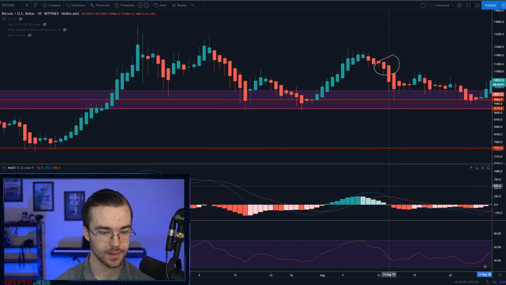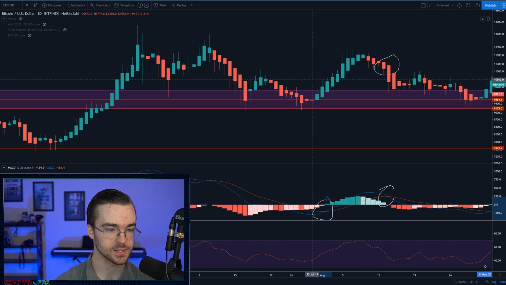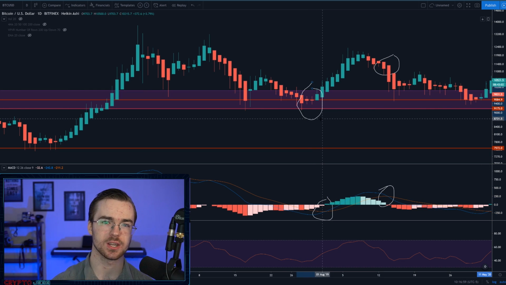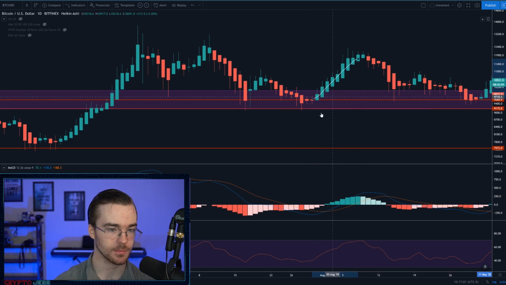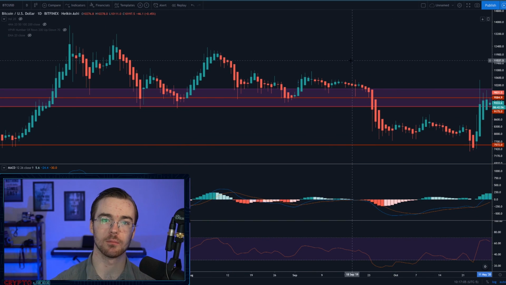Let's see right here. We saw some red Heikin-Ashi and a red cross on the MACD. Boom. Bullish cross, green on the Heikin-Ashi. They normally line up within 2 to 3 candlesticks of each other. Boom, uptrend. It's a very easy way of discerning what the actual move in the market is.